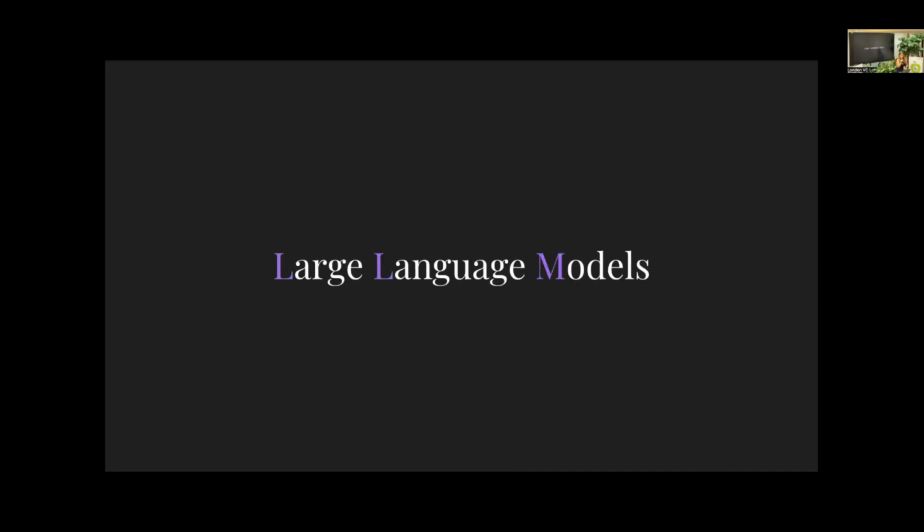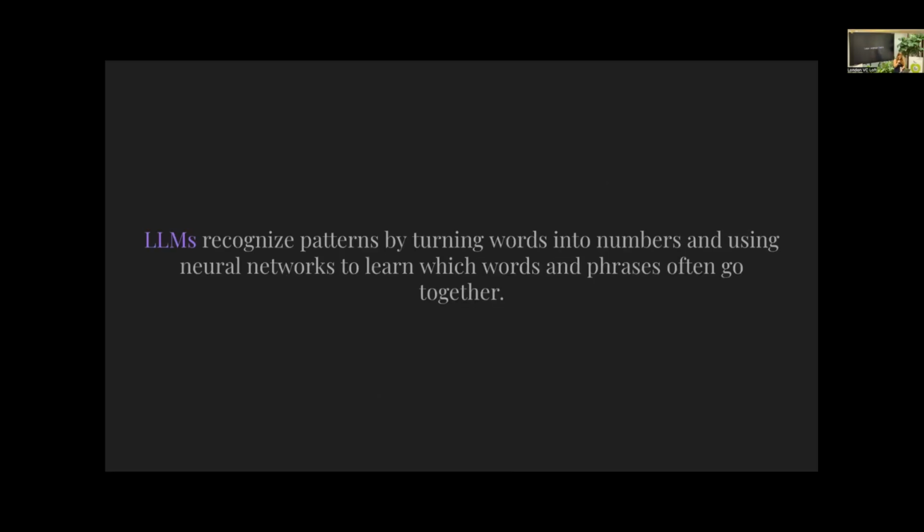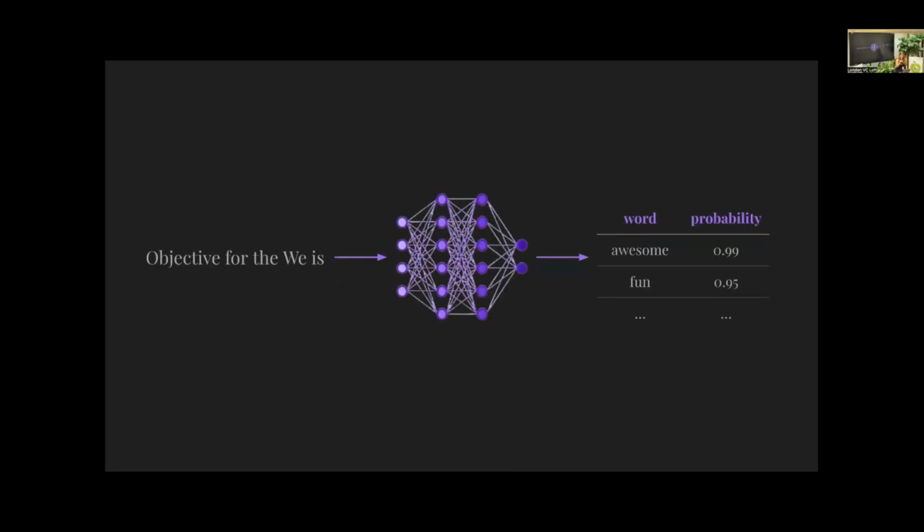Now we can move on to the large language models. So LLMs recognize patterns by turning words into numbers and using neural networks to learn which words and phrases often go together. So this is how it looks in a very simple way. They are called neural networks because they look very similar to the human brain, kinda.